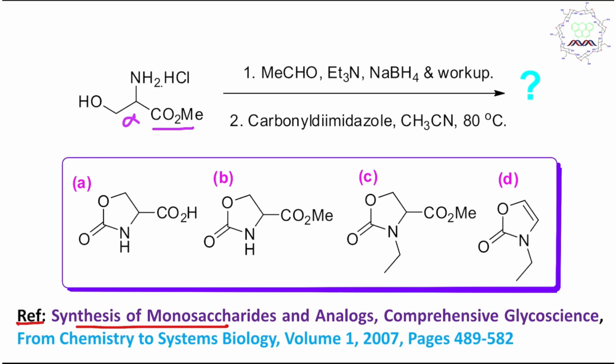Its reaction first step is this aldehyde, triethylamine and sodium borohydride. What do these indicate? This is a reductive amination reaction. So actually this reaction is two steps. The second is this CDI. So let's learn everything stepwise.